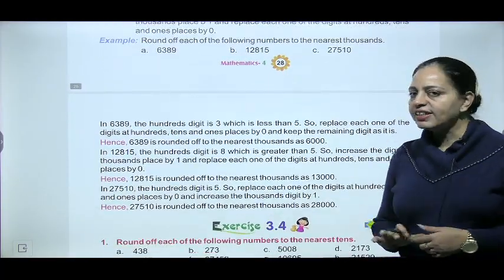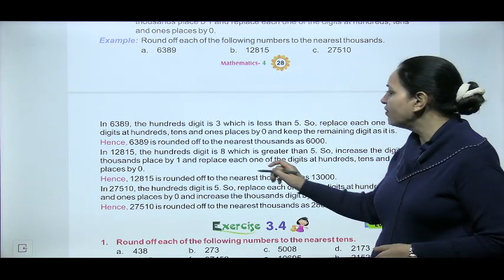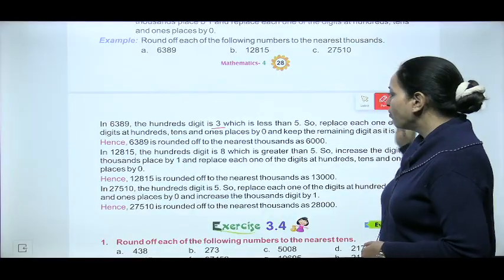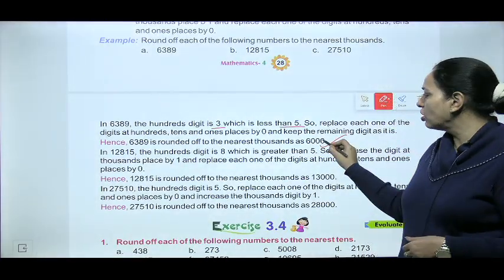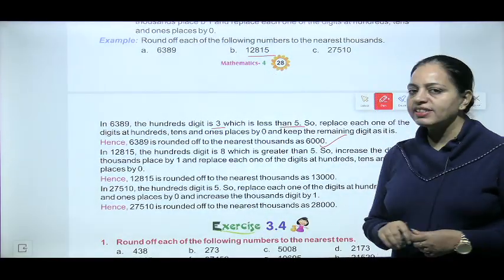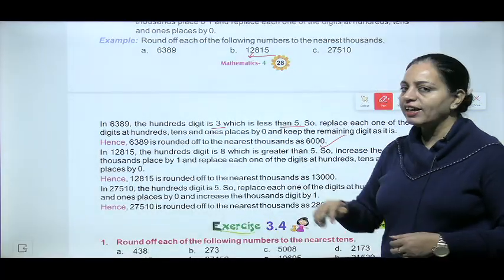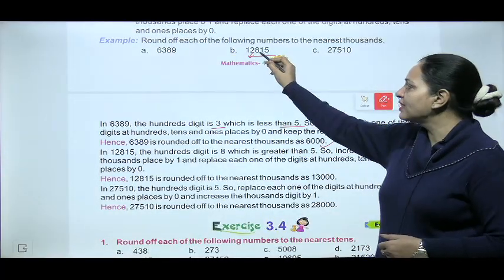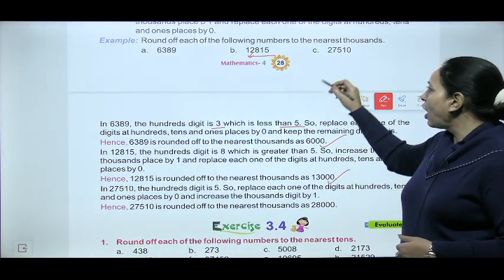A part, 6389. See the hundreds digit, which is 3, which is less than 5. So the answer is 6000. There is no change in the thousands digit. Now B part, here the hundreds digit is 8, which is more than 5. So change the thousands digit, increase it by 1 and the rest of the digits 0. So the answer is 13,000.